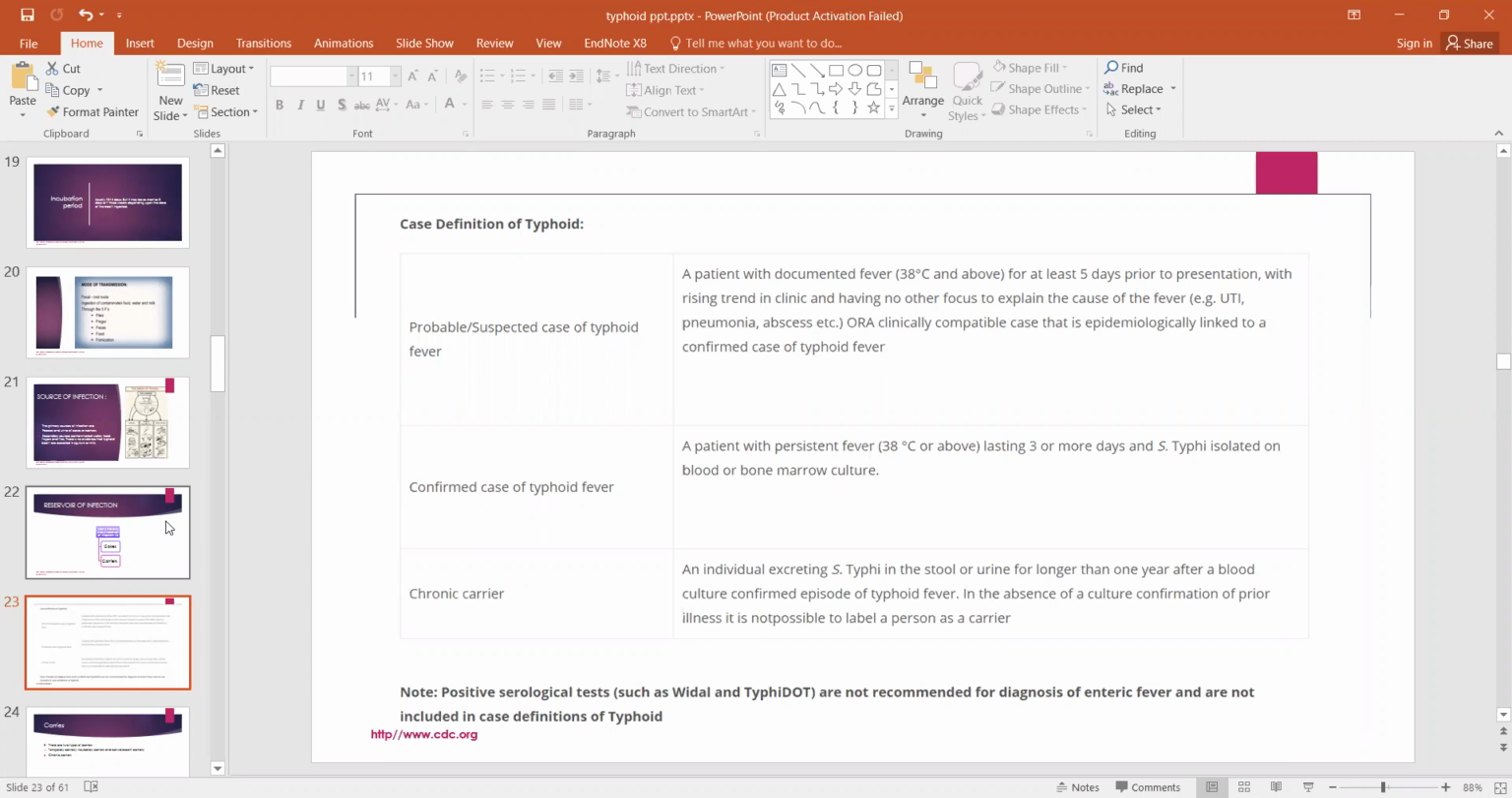And how can we define the confirmed case of typhoid fever? A patient with persistent fever lasting 3 or more days and Salmonella typhi isolated on blood or bone marrow culture. And the definition of chronic carrier: an individual excreting Salmonella typhi in the stool or urine for longer than 1 year after a blood culture confirmed episode of typhoid fever. In the absence of a culture confirmation of prior illness, it is not possible to label a person as a carrier.